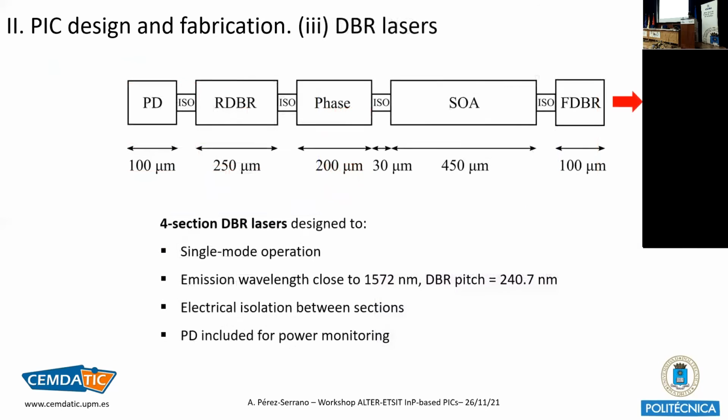About the lasers, we have used 4-section DBR lasers that have been designed to be single mode operation. The emission wavelength is close to 1572 nanometers, so we have modified the DBR pitch. We have put also isolation sections between the different sections in order to avoid current flows. And we have included a photodiode for power monitoring.